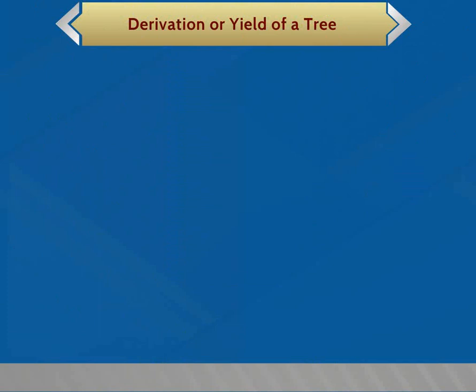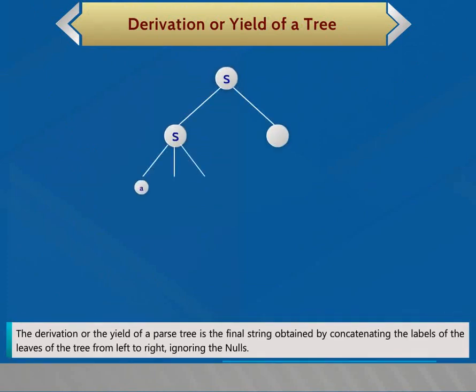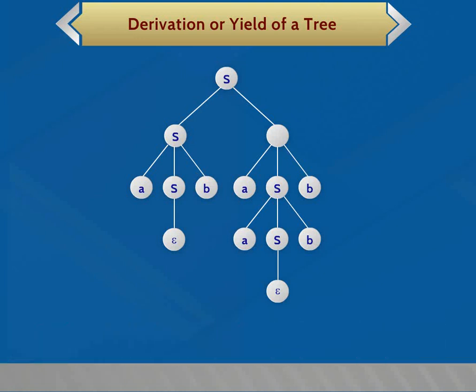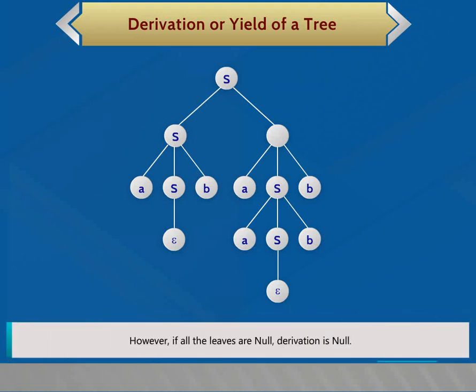Derivation or yield of a tree. The derivation or the yield of a parse tree is the final string obtained by concatenating the labels of the leaves of the tree from left to right, ignoring the nulls. However, if all the leaves are null, the derivation is null.